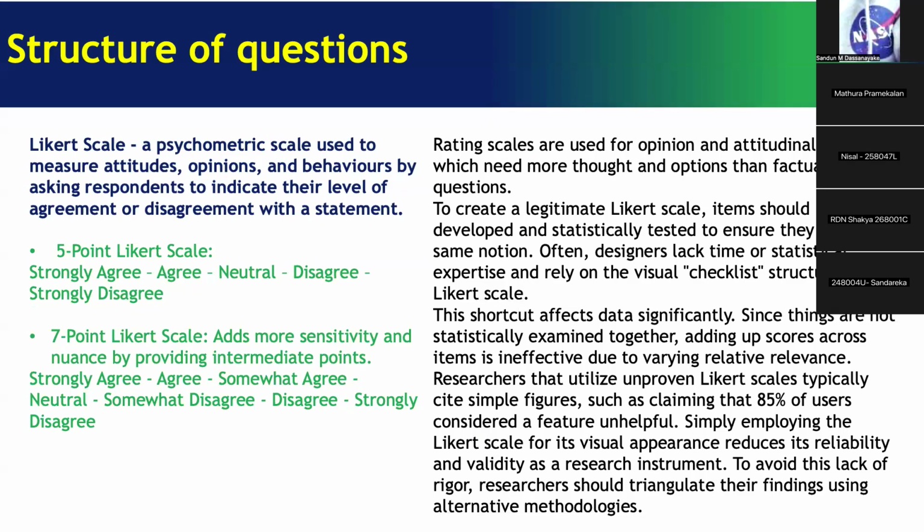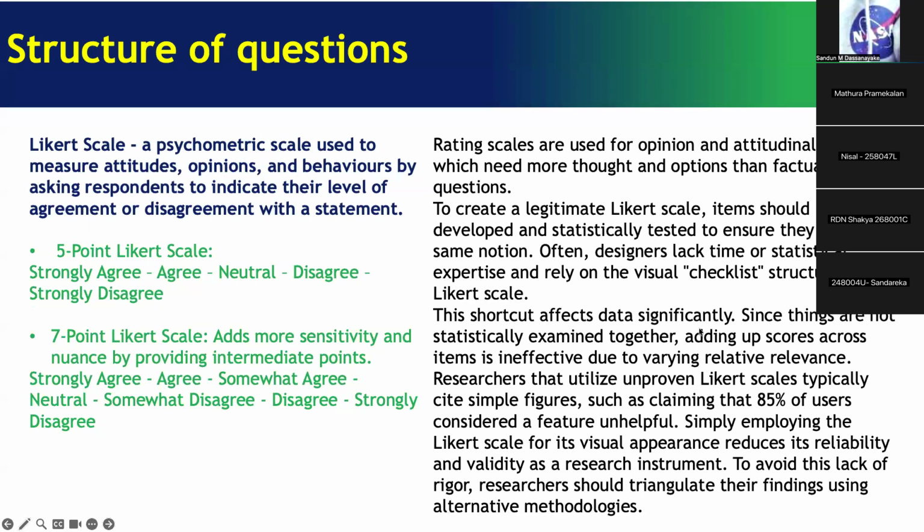Often, designers lack time or statistical expertise and rely on the visual checklist structure of a Likert scale. This shortcut affects data significantly. Since things are not statistically examined together, adding up scores across items is ineffective due to varying relative relevance. Researchers who utilize unproven Likert scales typically cite simple figures, such as claiming that 85% of users considered a feature unhelpful, for example.